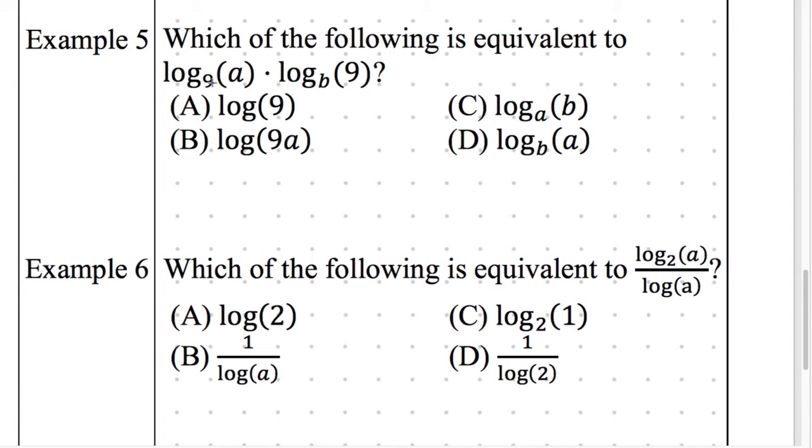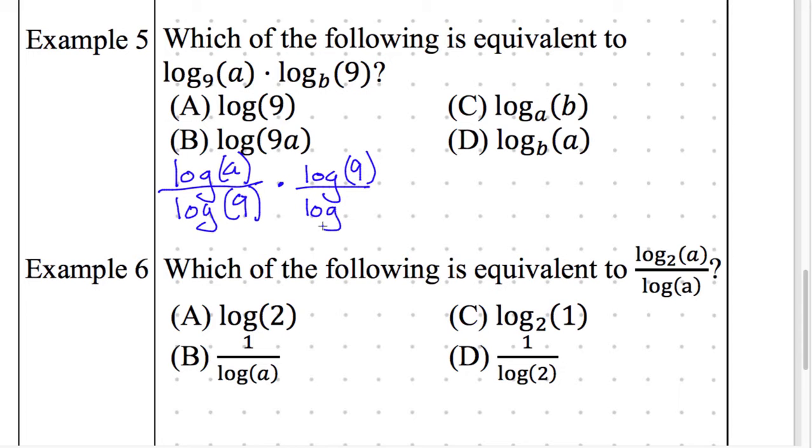Can someone do change of base formula to both of these, please? James, go for it. For both now, yes, please. Log of A over log of 9 times log of 9 over log of B. And what do you notice about those two, James? You could cross out log of 9. Yeah, exactly. So I'm going to cross these logs of 9s out. But now what do I do next? Thank you, James.